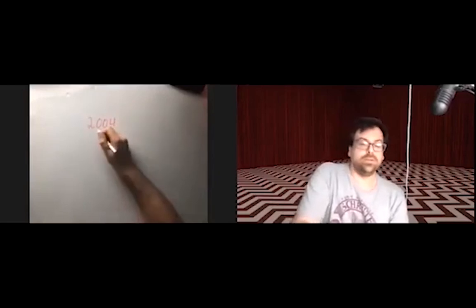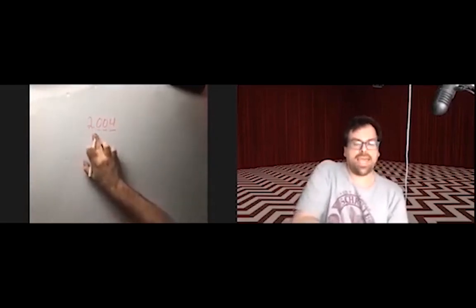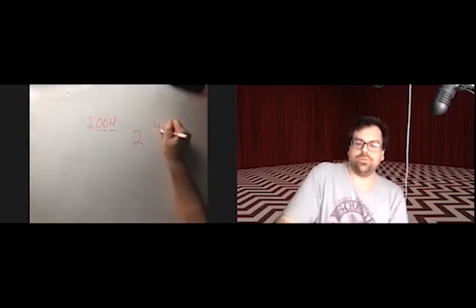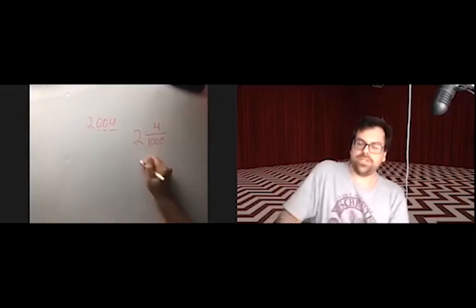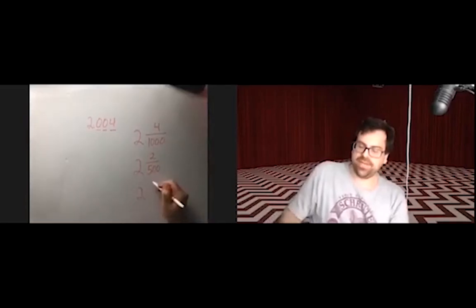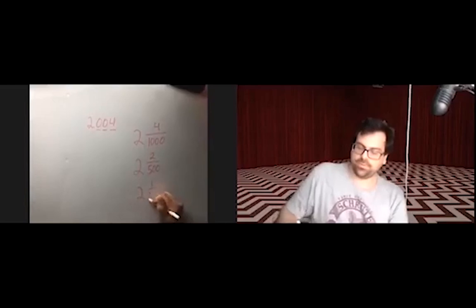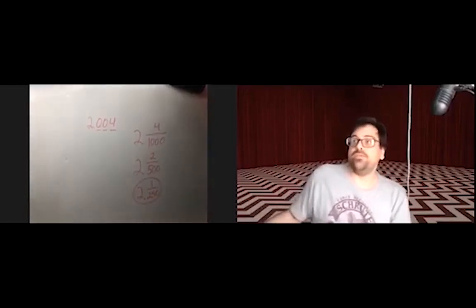2.004, tenths, hundredths, thousandths. 2 and 4 thousandths. This reduces. They're both even. Divide them both by 2. This reduces. They're both even. Divide them both by 2. 2 and 1/250.